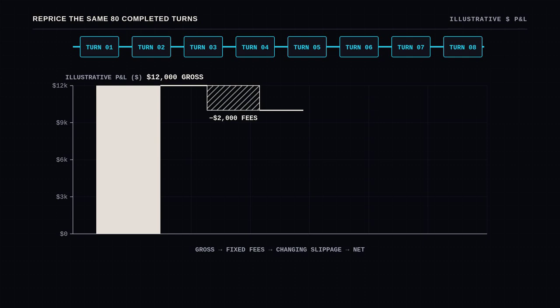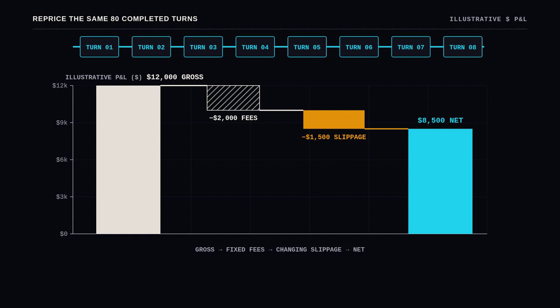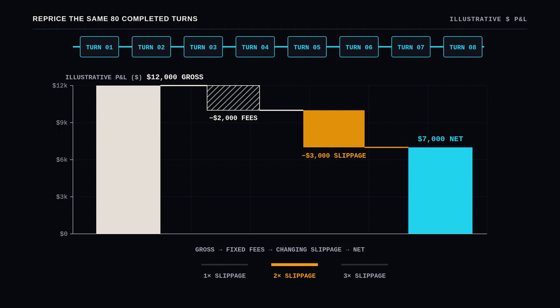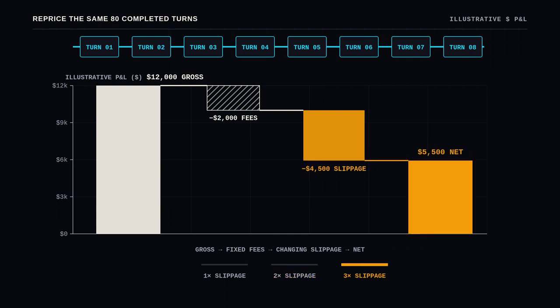Use an illustrative ledger. 80 completed turns make $12,000 before costs. Fees remove $2,000. Baseline slippage removes $1,500, leaving $8,500 net. Double only the slippage, and net falls to $7,000. Triple it, and net falls to $5,500. Every trade and fee is unchanged.